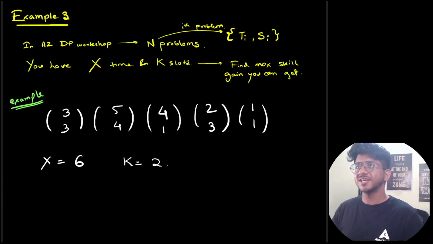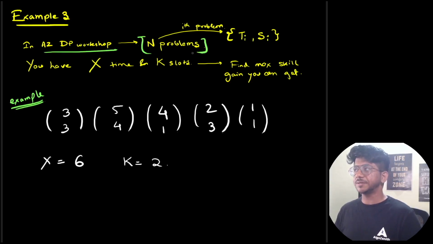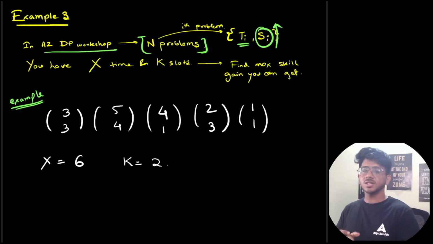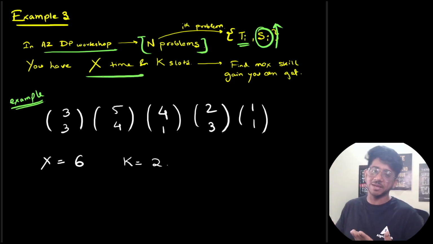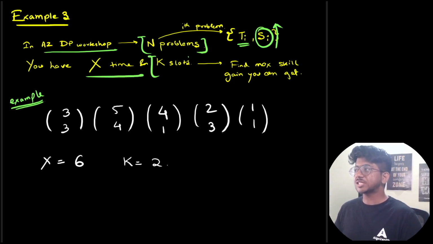Okay, so let's say in this AZ DP workshop, we have n problems with us. And the ith problem is going to take you ti time to solve, and it's going to increase your skill by S of i points. Now you have X amount of time left with you, which is the maximum time that you can allot. And you have K slots, which means you can solve only K problems.